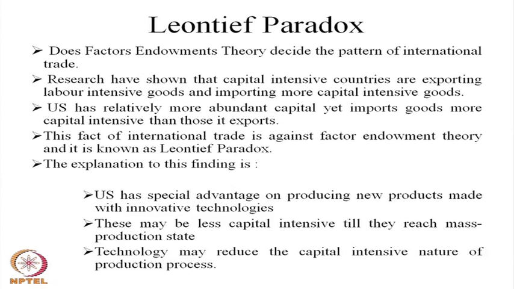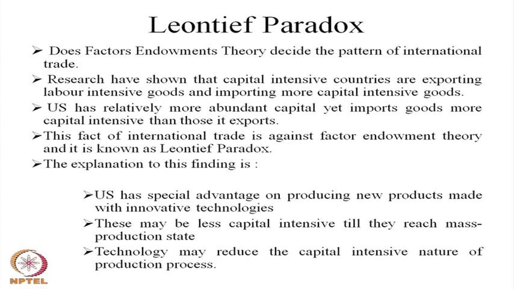The drawback is what is called the Leontief paradox. Leontief, an economist, in 1948 used the actual data of the US and tried to find out whether the Heckscher-Ohlin theorem is the basis of international trade. Does the factor endowment theory decide the pattern of international trade, or are there other factors or theories? Research has shown that capital intensive countries are exporting labor intensive products and importing capital intensive goods and services. So, this is the drawback of international trade as per the factor endowment theory.